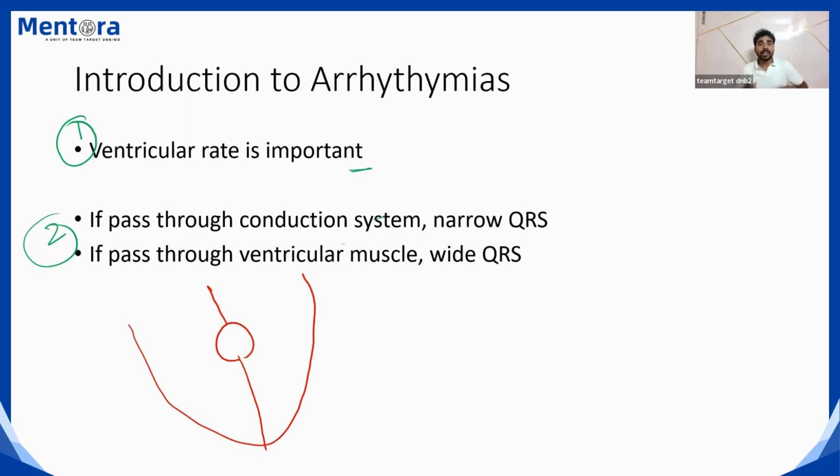So what will happen because of that? The ventricle will depolarize very fast. Because the ventricle depolarizes very fast, you can see in the ECG a QRS complex of narrow duration. That is what I mentioned here. If the impulse passes through the conduction system, you will have a narrow QRS.